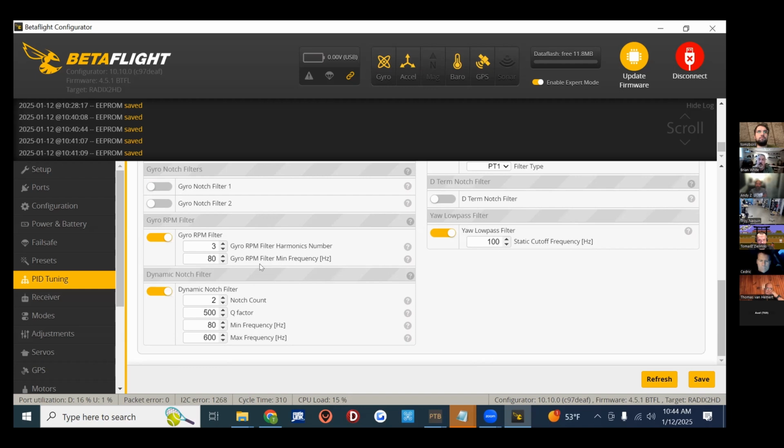Now, below that is the dynamic notch filter. That's a little more sophisticated, a little more complex to describe. But what it does is it produces notches in the same way as the RPM does, but it centers them based on what it sees in the spectrum. So if it sees a peak down here, like some kind of resonance, then that notch frequency will go down to that location.